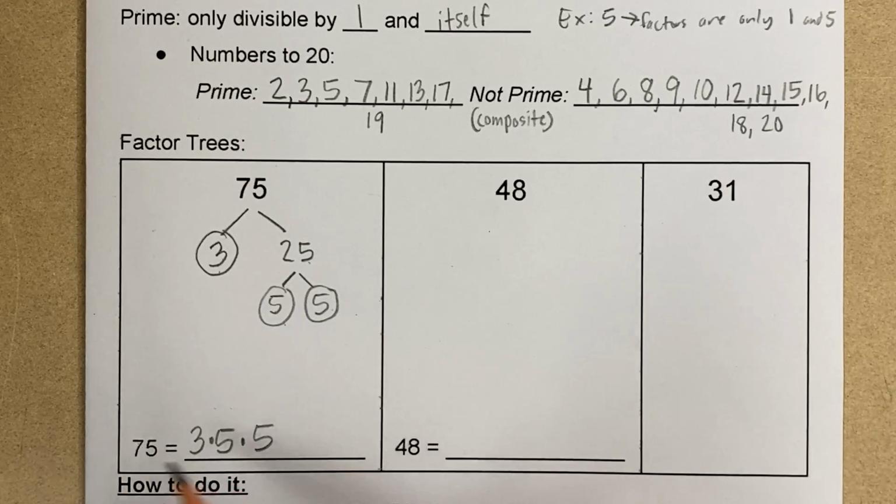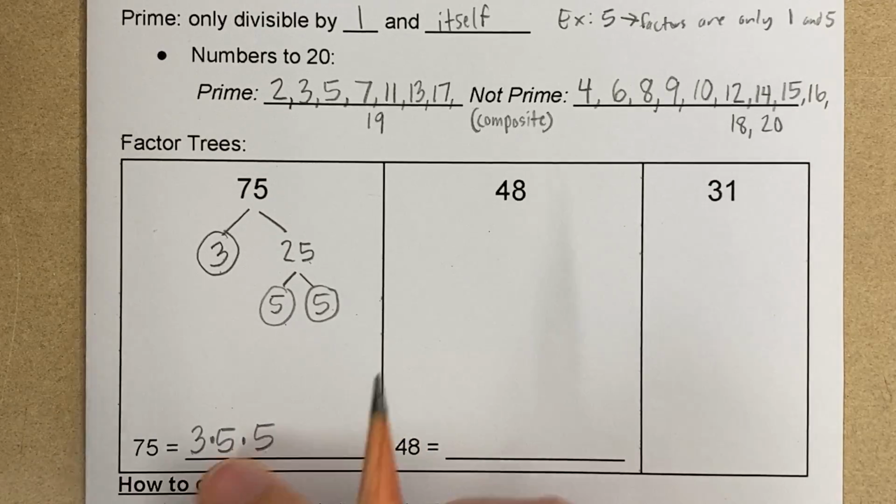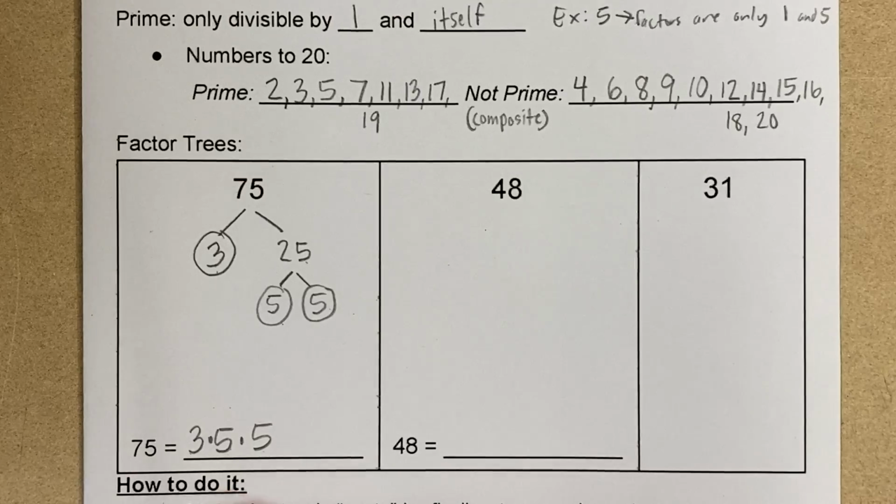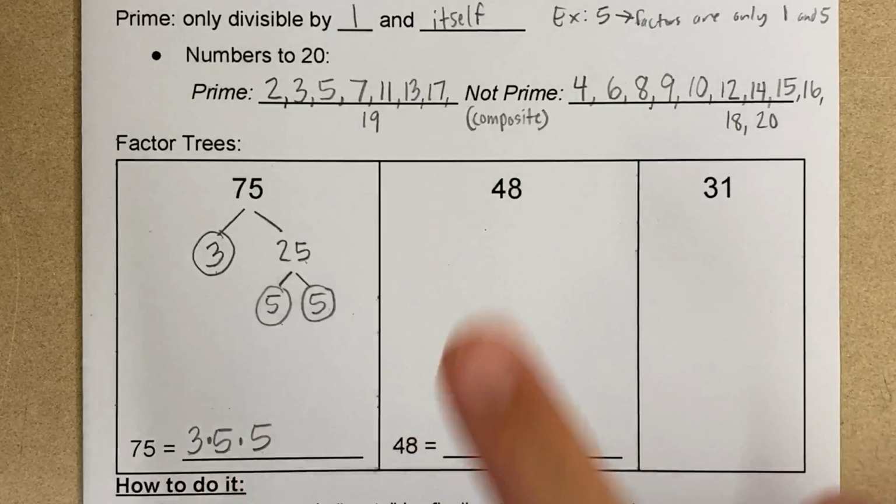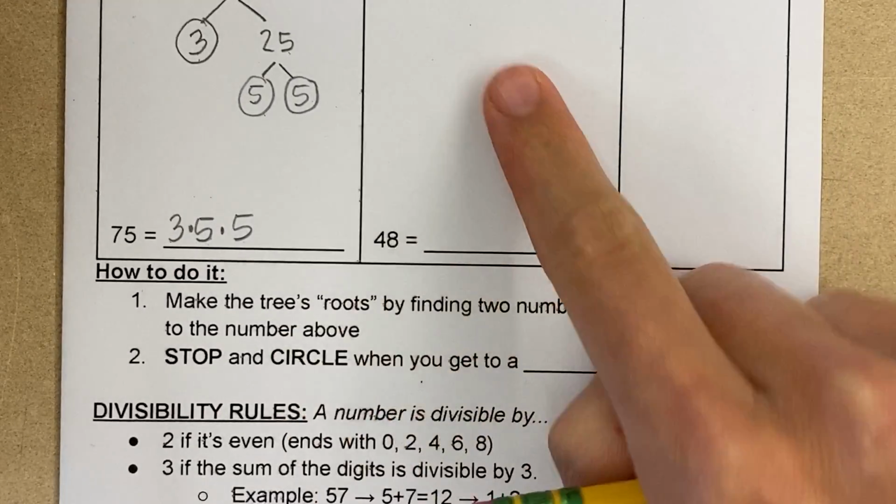So I listed the factors, and notice that I listed the 5s together. Don't do 5 times 3 times 5, splitting up the two that are the same. Don't do that. It's just going to make your life a little bit difficult down the line, okay? So I'm going to go through the steps, and then I'm going to do one more example.